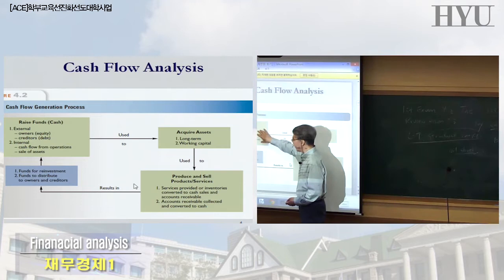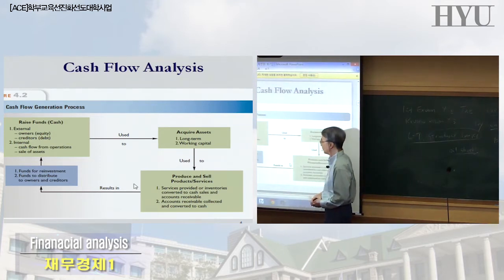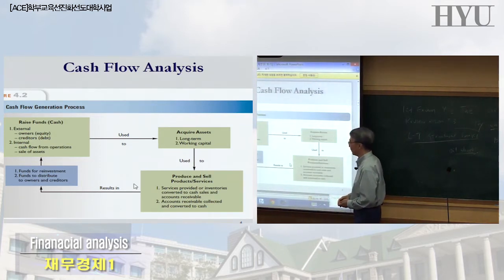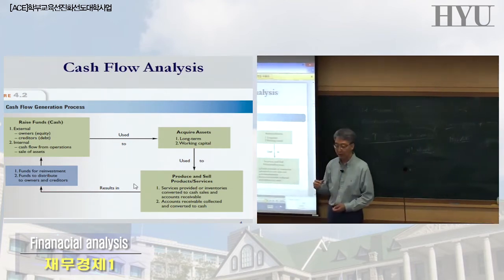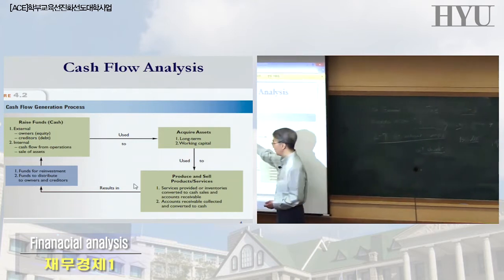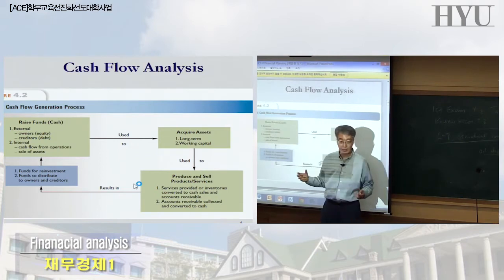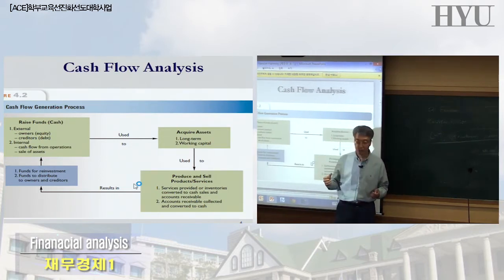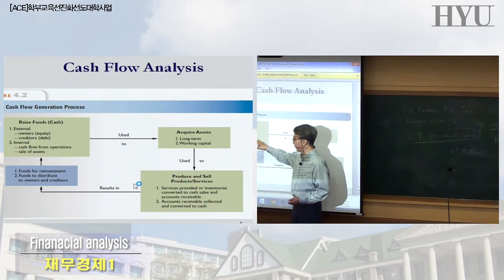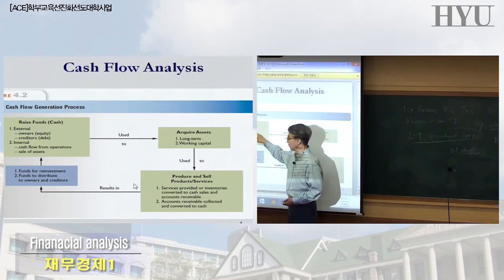So let's say we start from here, raising fund. Initially you raise fund. There are 2 different ways to raise cash: one is external, the other is internal. In the beginning, before you started operation, maybe you don't have any money generated from inside, so you have to raise the cash from outside. And there are 2 types of financing or raising capital: equity financing versus debt financing.